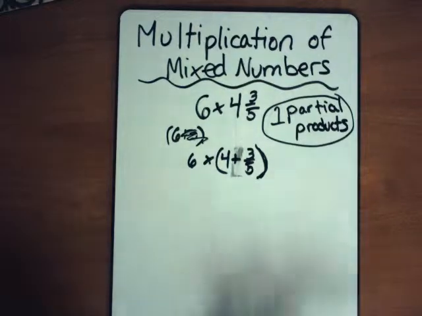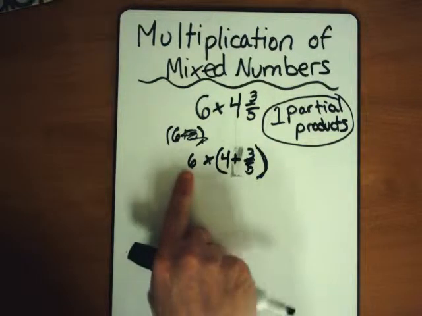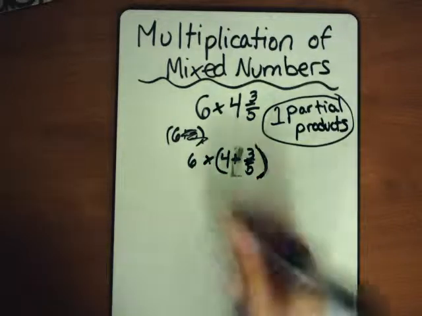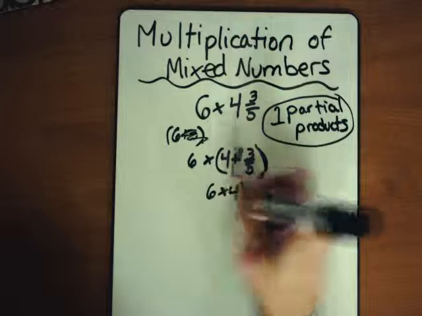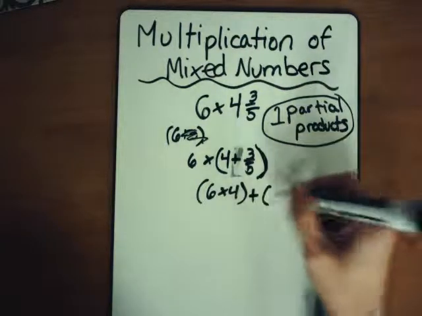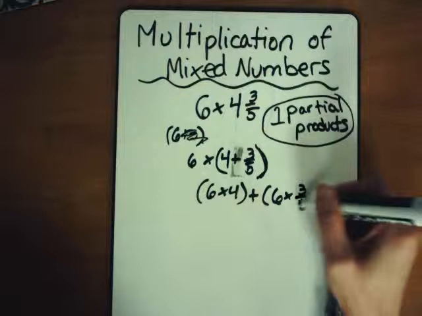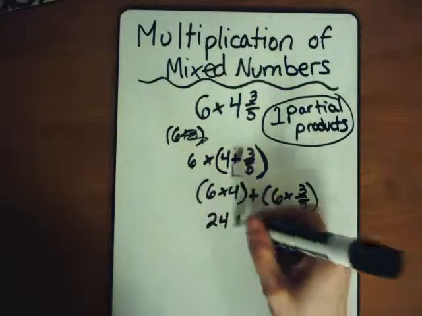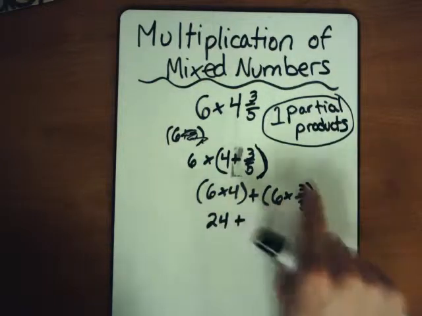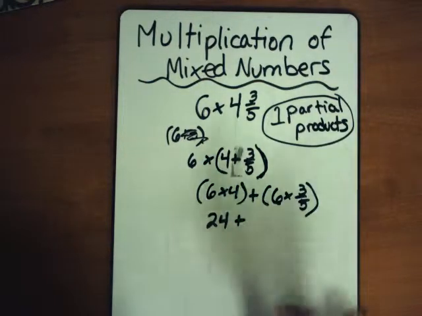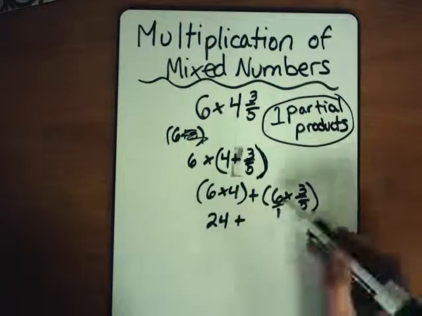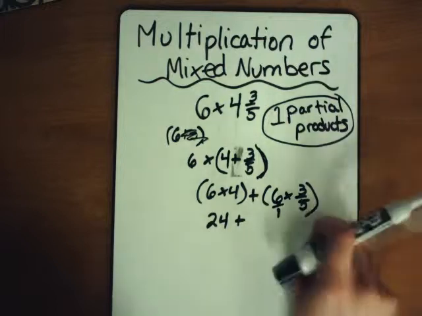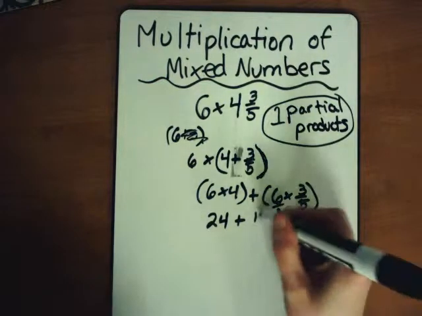So as we do partial products, we multiply the 6 times the 4 and the 6 times the 3/5 and then add those two together, right? So I have 6 times 4 plus 6 times 3/5. Okay, well we know 6 times 4 is 24. And we've got 3/5 6 times, right? I can rewrite this as 6 over 1 if I want to. So I've got 6 times 3 is 18/5. You might just think of it as 3/5 plus 3/5 plus 3/5 6 times, right? Either way, you're going to get 18/5.